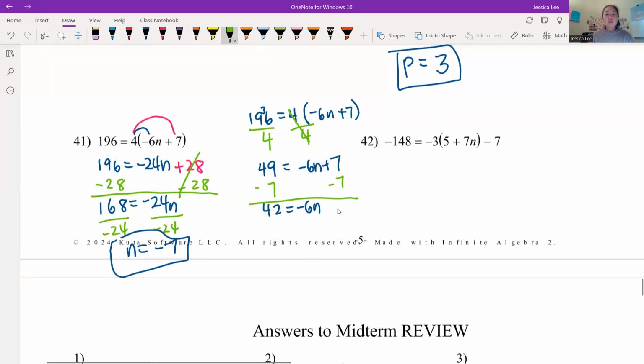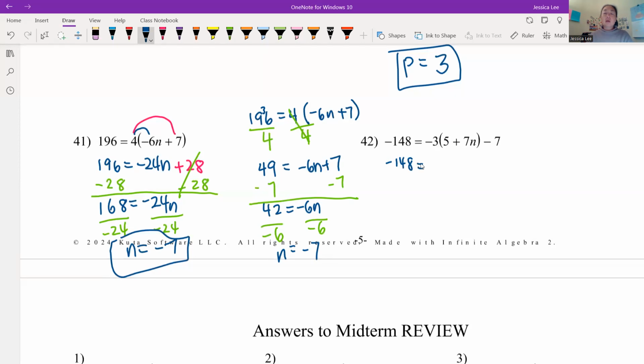And then a last step, divide by negative 6. And what do you get? n is equal to negative 7. See, I told you. It's the same thing. All right, so last problem. It's a whole combination of different things here. I notice I have parentheses, so I'm going to have to distribute.